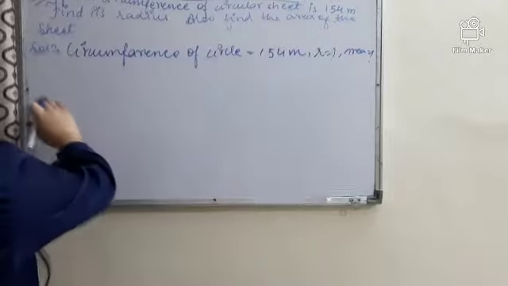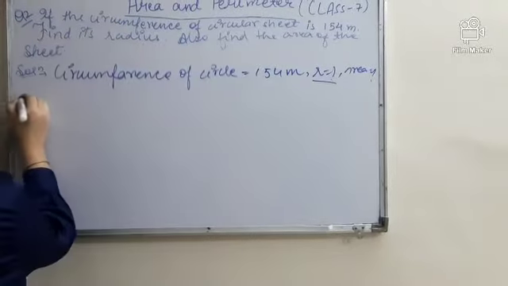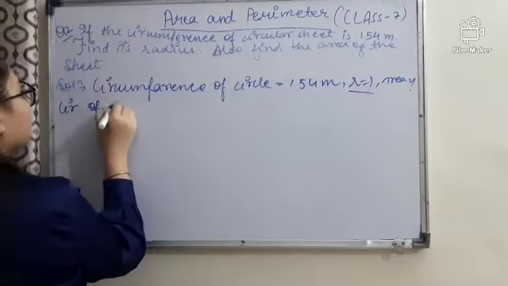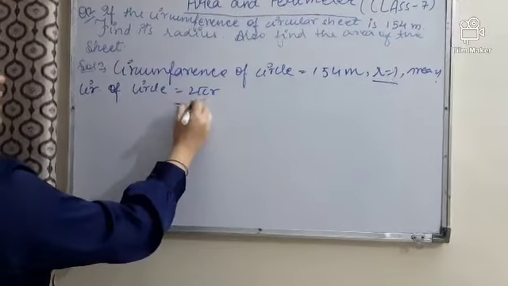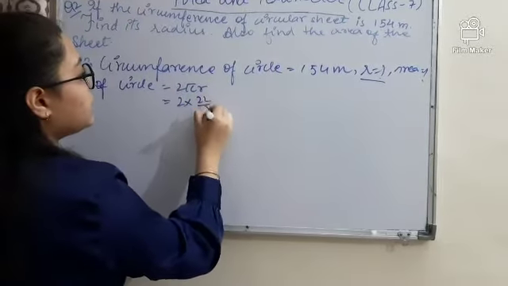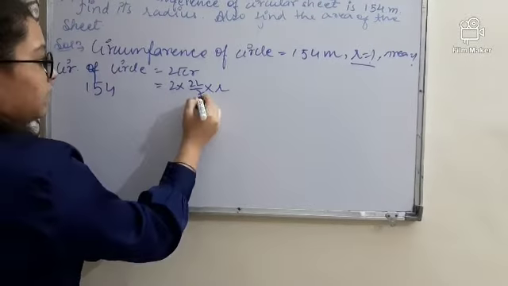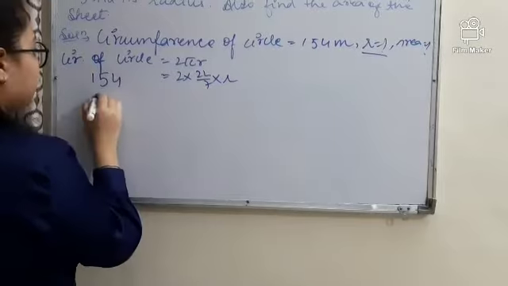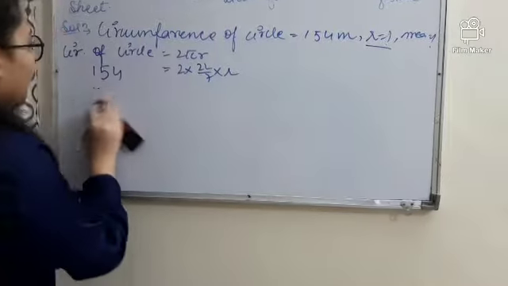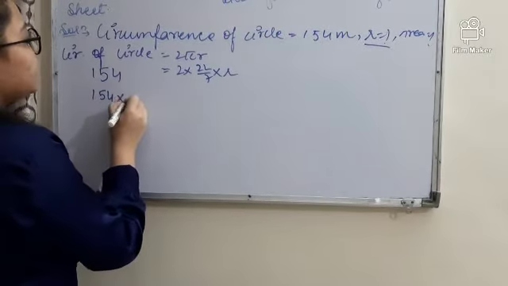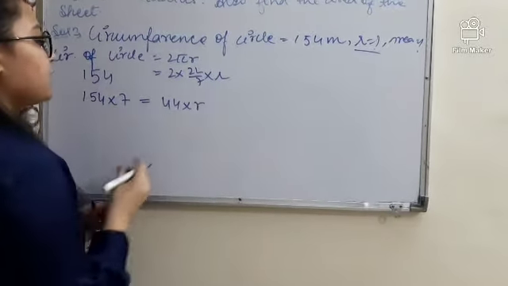So, from the formula of circumference of circle, we can find out the radius. Circumference of circle is equal to 2 pi r. 2 into 22/7 into r. And what is the circumference of circle? 154. So 154 multiplied by 7 is equal to 44 into r, that is 44 r.